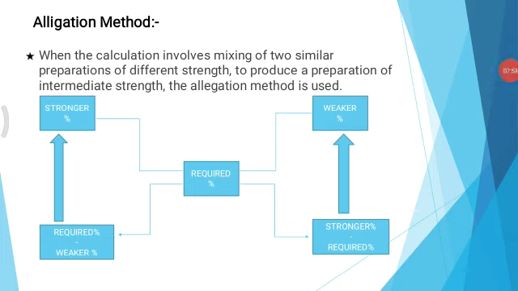Next point is the alligation method. When the calculation involves mixing of two similar preparations of different strength to produce a preparation of intermediate strength, the alligation method is used. The method is recommended for the purpose of checking the calculations. For calculation purposes, use the figure as per the slide. On the basis of the figure given on the slide, we solve some examples by using the alligation method.